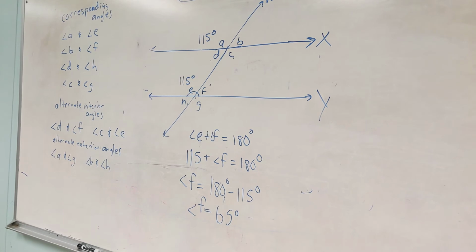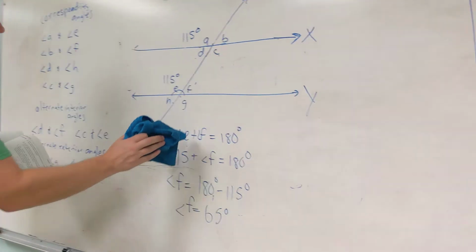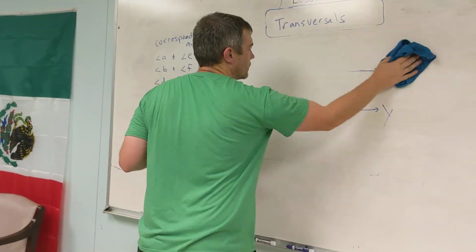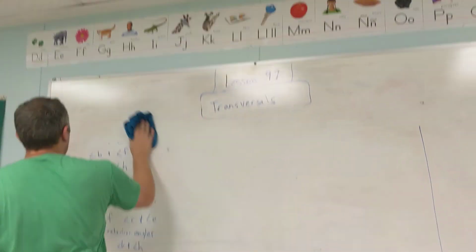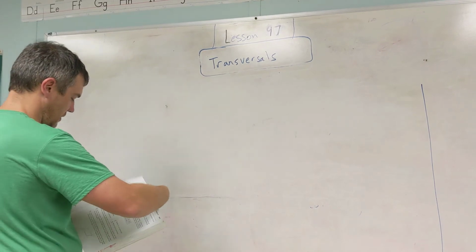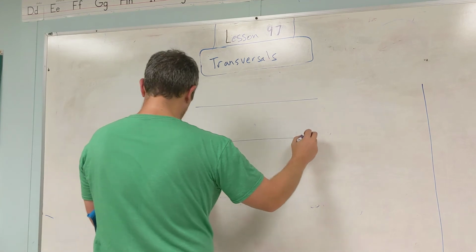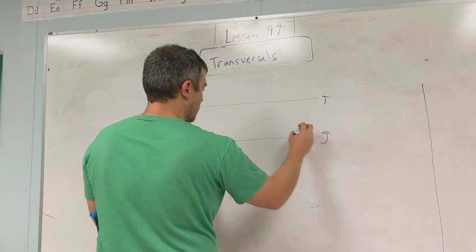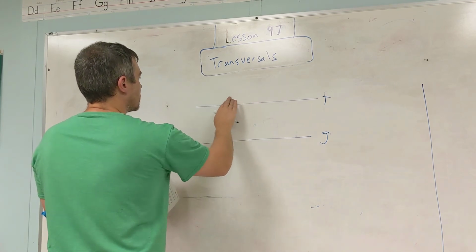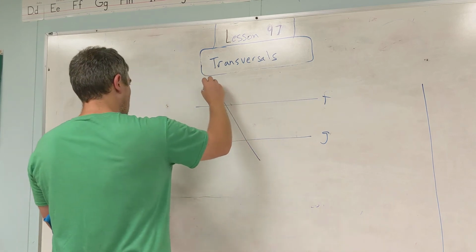What's next? Let's go ahead and take a look at the lesson practice because they're asking you some different questions from what we had before. So here again, we've got two parallel lines, F and G. You've got the transversal line C.